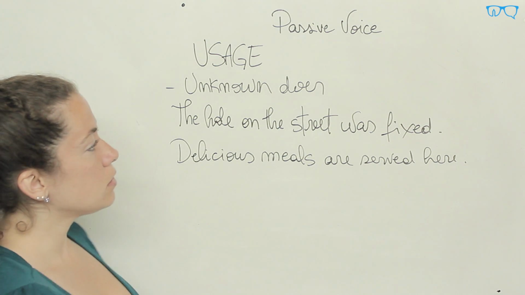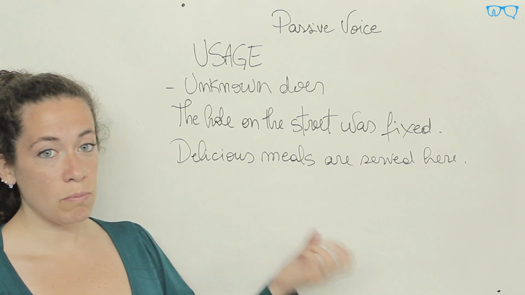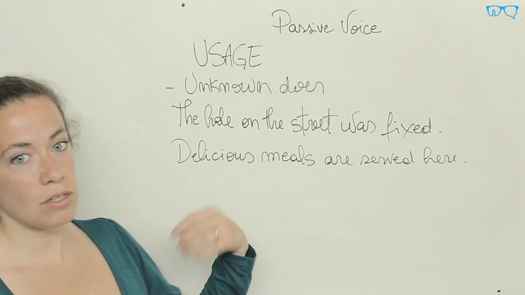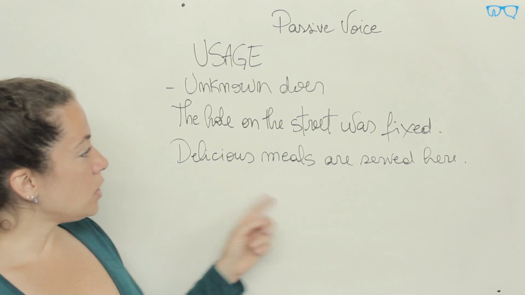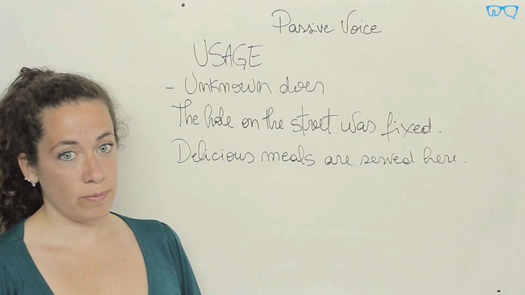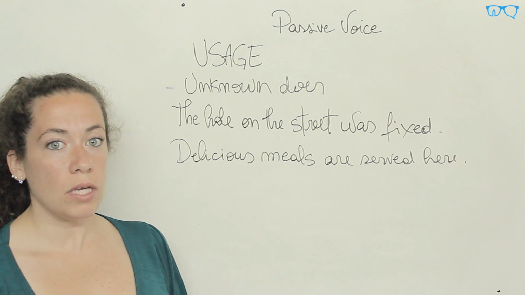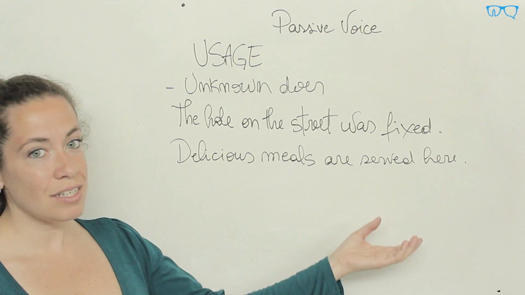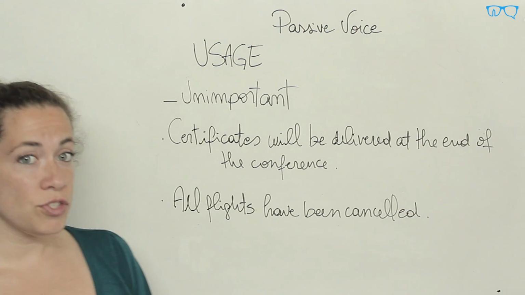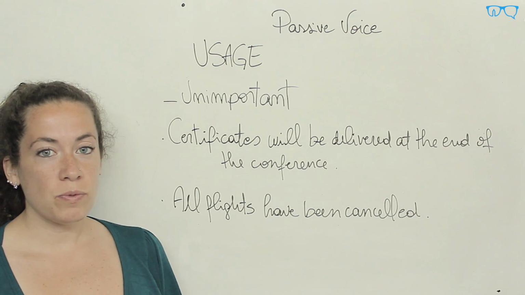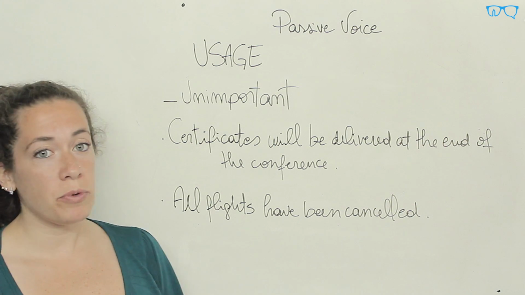"The hole on the street was fixed." So the important thing is that the hole was fixed. We don't know who fixed it. "Delicious meals are served here." We don't know who the cook is, but we know that this is the fact, so this is why we use the passive voice. Another usage, similar to the previous one, is when the subject is unimportant.